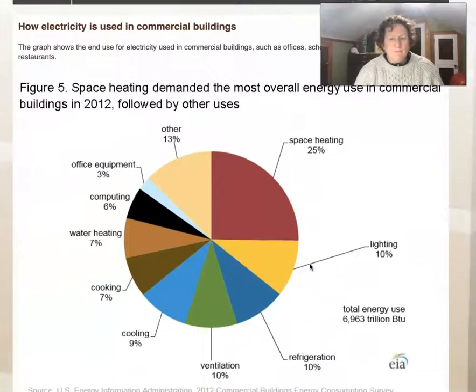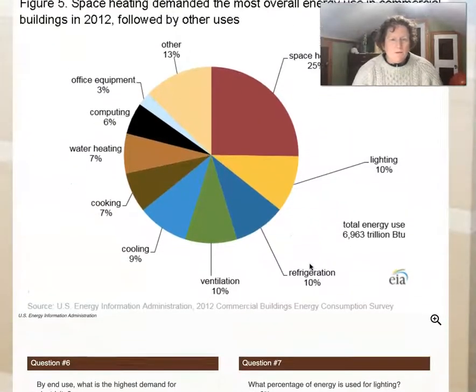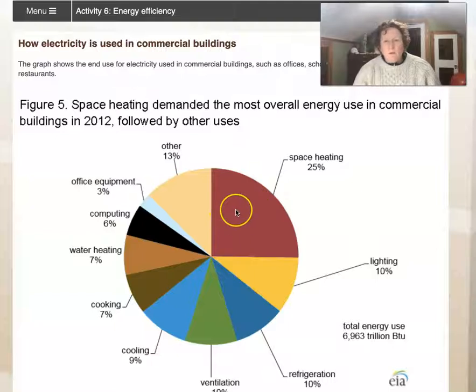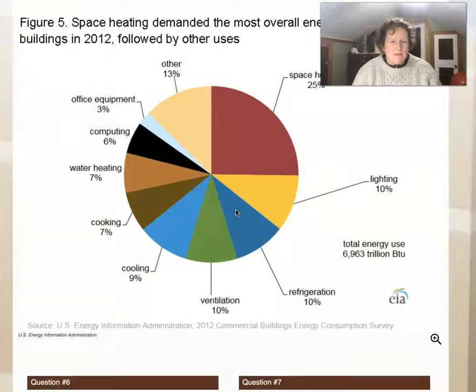So if you have a Home Depot or Target or a Cub Foods, a super big supermarket, Walmart, those are commercial buildings. And the biggest use in commercial buildings, look at that big red quarter of the pie graph here. That's space heating.